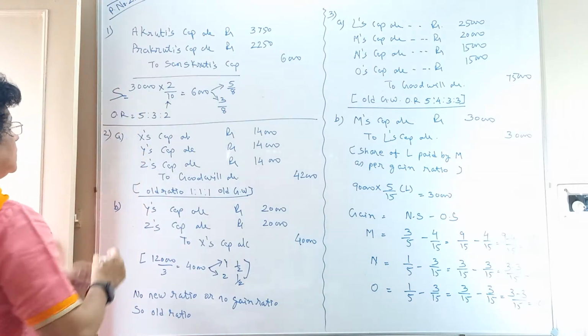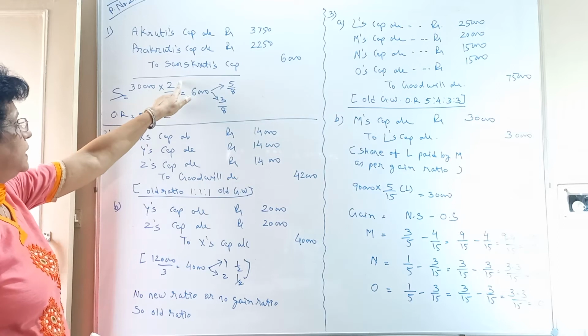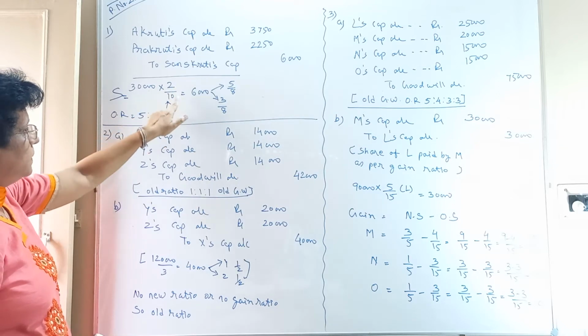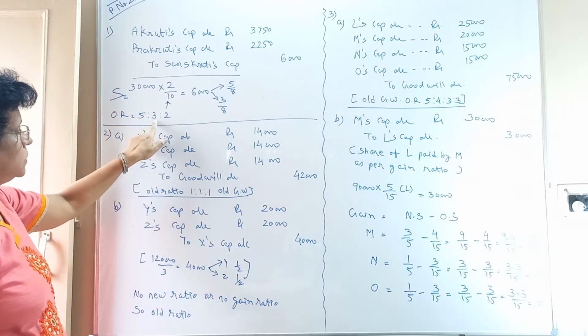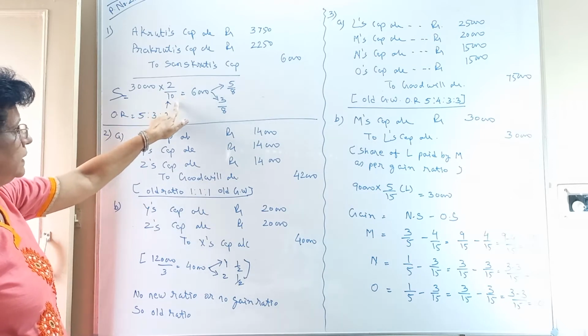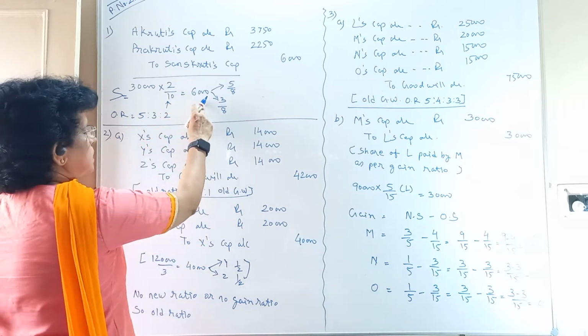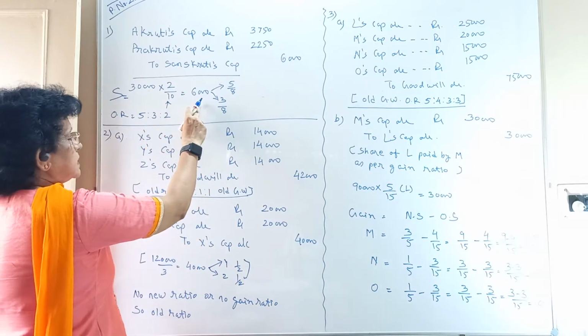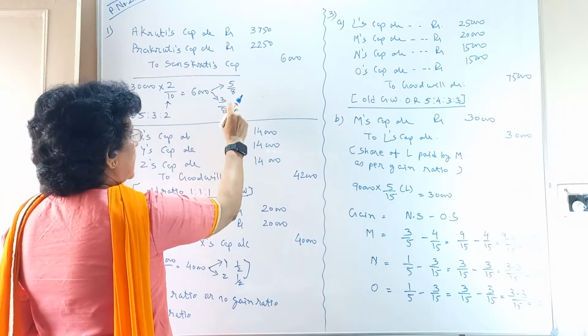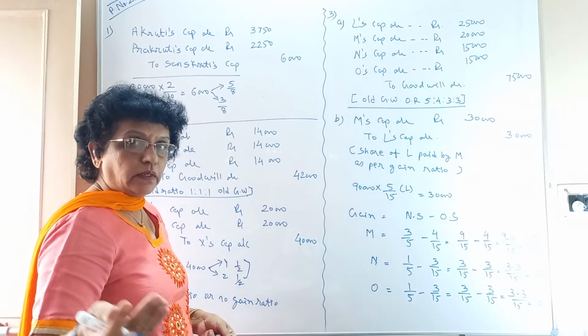So Sanskruti share you will find that is 30,000 of that 2 by 10. How has the 2 by 10 come? 5:3, 8 plus 2, 10. Sanskruti portion is 2 by 10. So 2 by 10 of 30,000 means 6,000 rupees. Now this 6,000 is to be shared by the old partners, means continuing partners, in their old ratio.